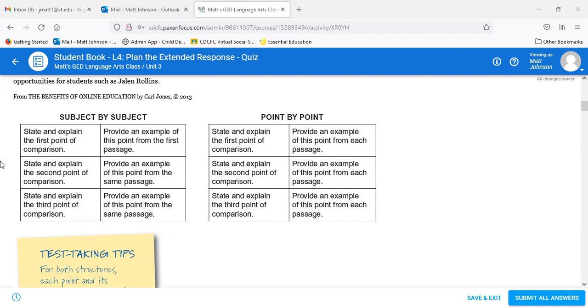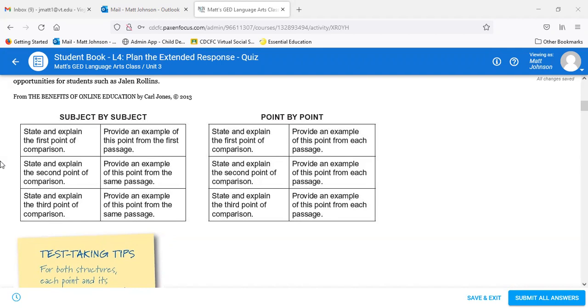So in the subject by subject, you do each passage subject by subject, right? So you do the first passage, state and explain your point of comparison, and then you have to do it again. Point by point, you state and explain the first point of comparison, and then you provide an example of this point from each. So that way, I think it's easier, since what you could shoot for is about a 5-paragraph essay, right? You're going to have an introduction. Each paragraph then allows you to explore each comparison.